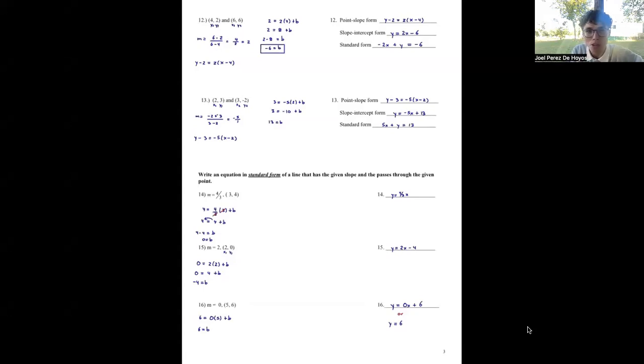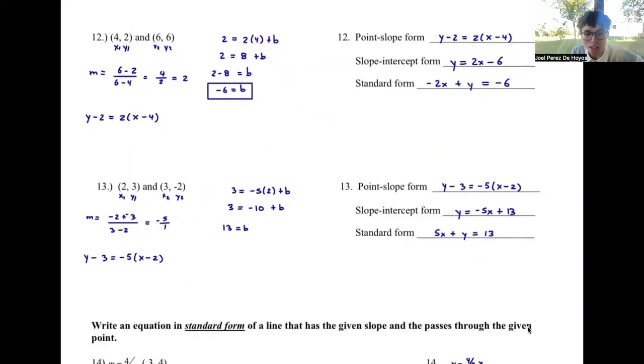So this one would be the same process. You have (4, 2) and (6, 6), and this will be the slope. The slope is 2. This will be the slope-intercept form. And then you're going to look for the value of b. See, the value of b is -6. So in point-slope form, it will be y minus 2 equals 2 times (x minus 4). Slope-intercept form, y equals 2x minus 6. And standard form, you just move the x to the left side. So that will equal that.